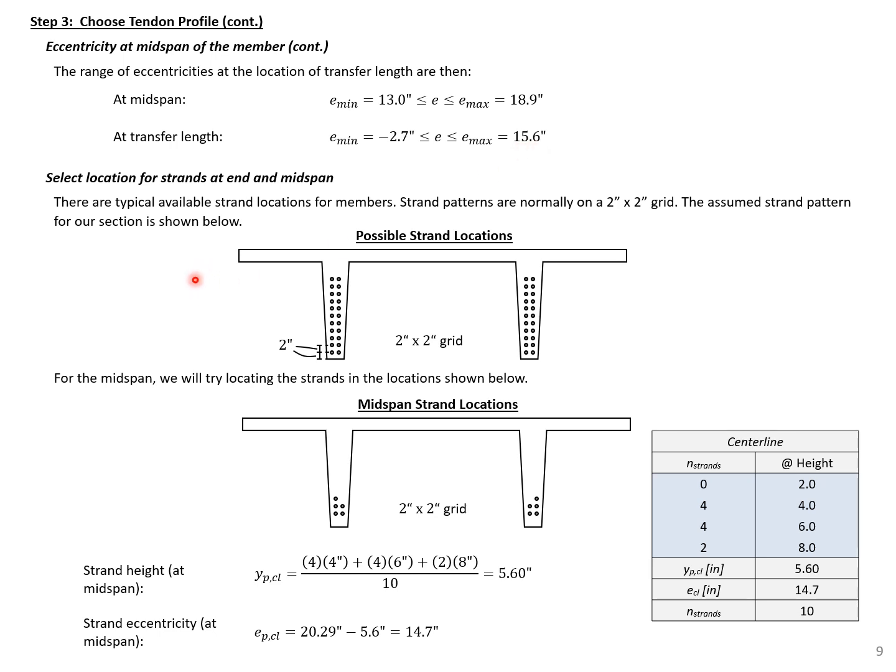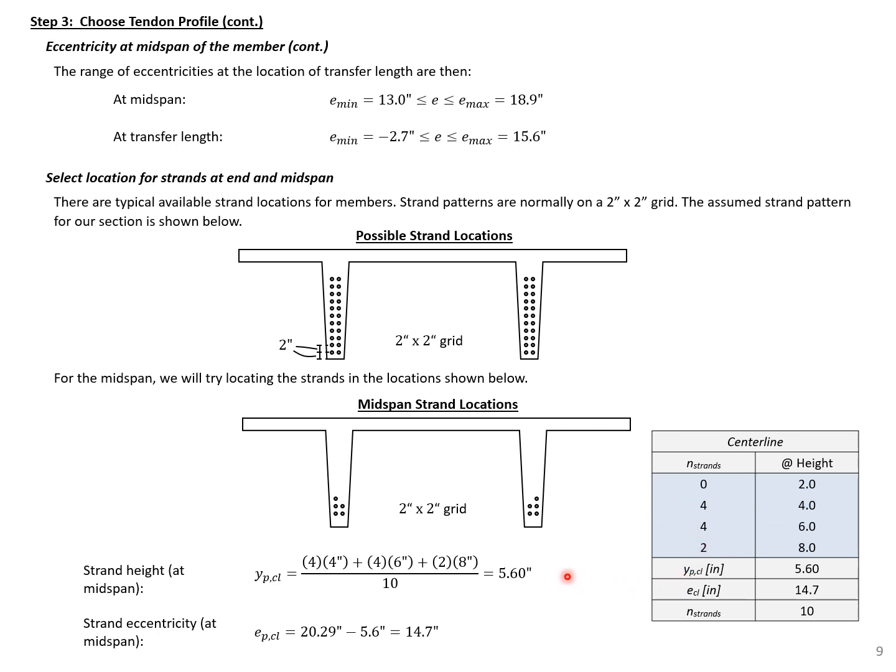You can see here an assumed possible strand location pattern for our double T sections. We're assuming that we have a 2 inch by 2 inch grid with a possible location of 2 strands side by side in each web. And what we're going to try here is no strands in the bottom layer, and then 4 strands in the second layer, 4 strands in the third layer, and 2 strands in the fourth layer. So you can see the number of strands and the height of each strand.